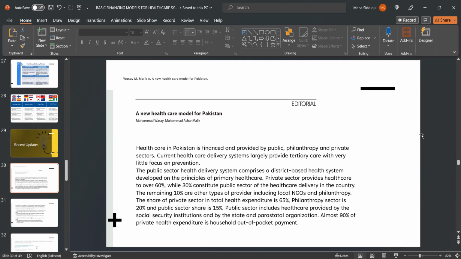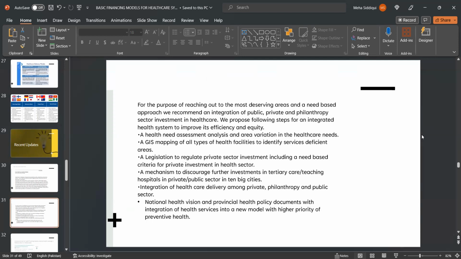The share of private sector in total health expenditure is 65%, philanthropy sector is 20%, public sector share is 50%. Public sector includes healthcare provided by the social security institutions and by the state and parastatal organizations. Almost 90% of private health expenditure is household out-of-pocket payment. For the purpose of reaching out to the most deserving areas and a need-based approach, we recommend an integration of public, private, and philanthropy sector investment in healthcare in Pakistan.